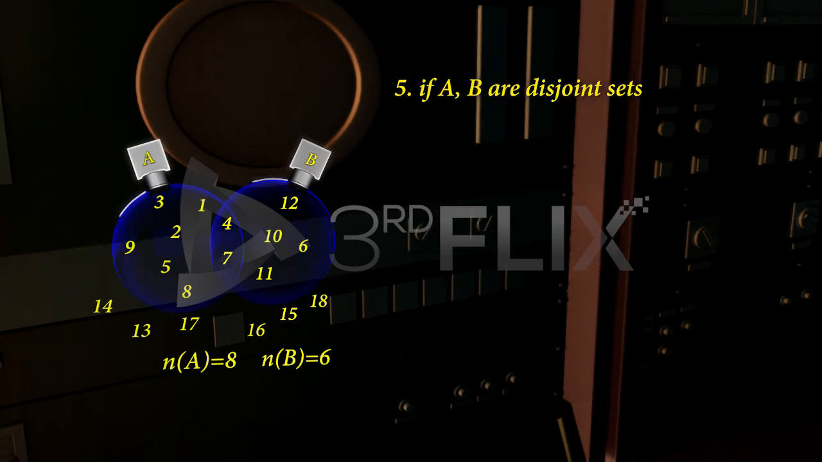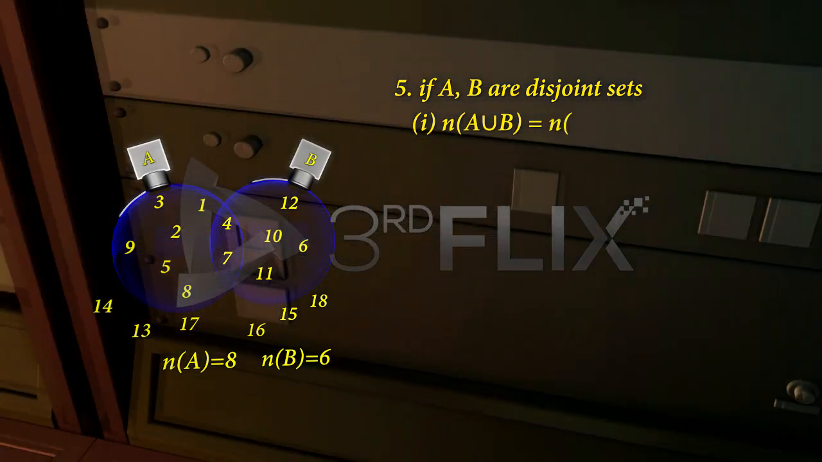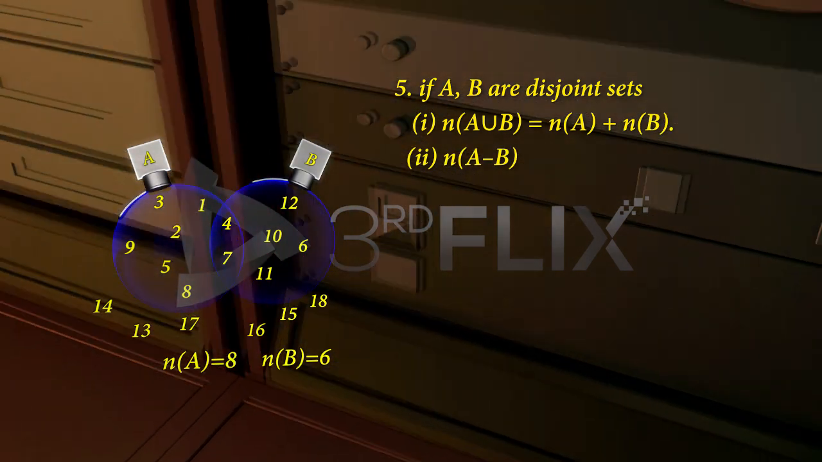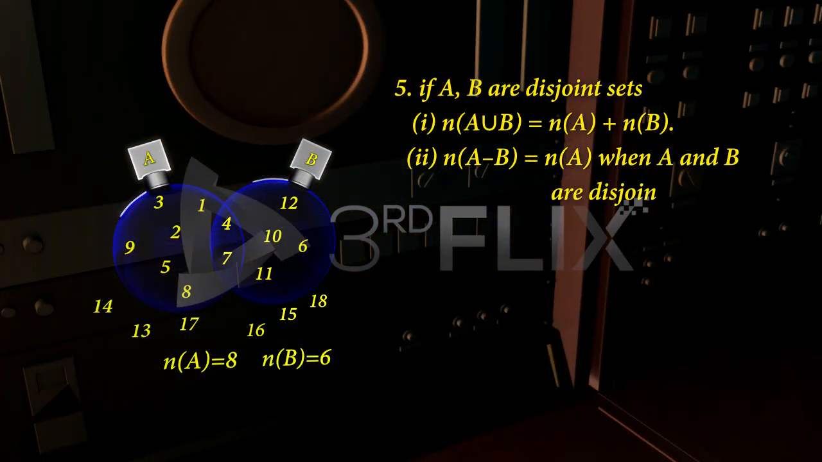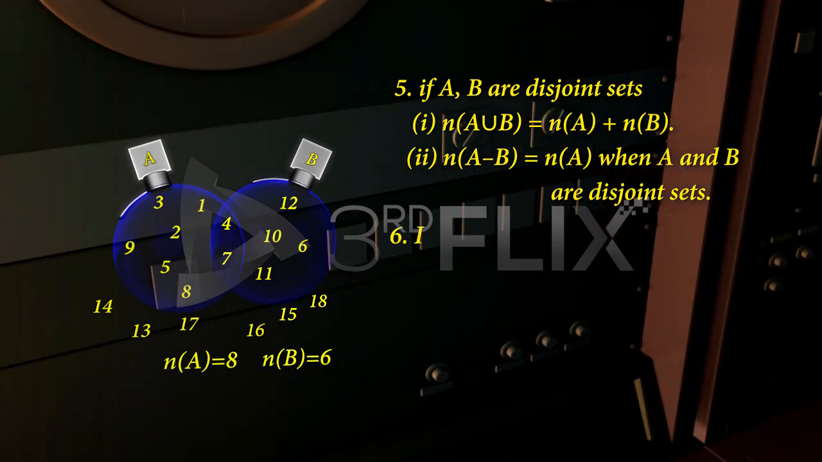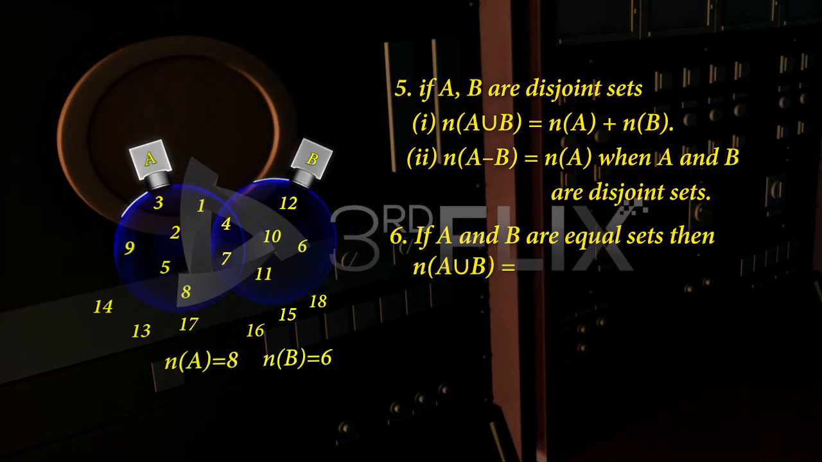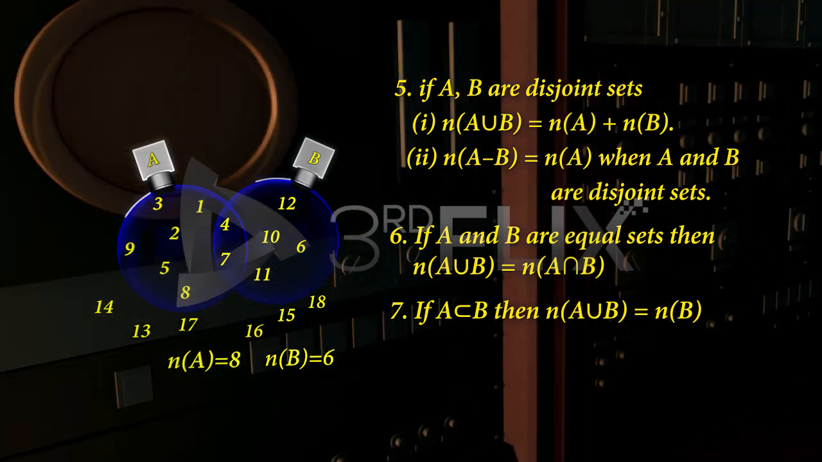Point 1. n(A union B) equals n(A) plus n(B) if A, B are disjoint sets. Point 2. n(A minus B) equals n(A) when A and B are disjoint sets. If A and B are equal sets, then n(A union B) equals n(A intersection B). If A is a proper subset of B, then n(A union B) equals n(B).